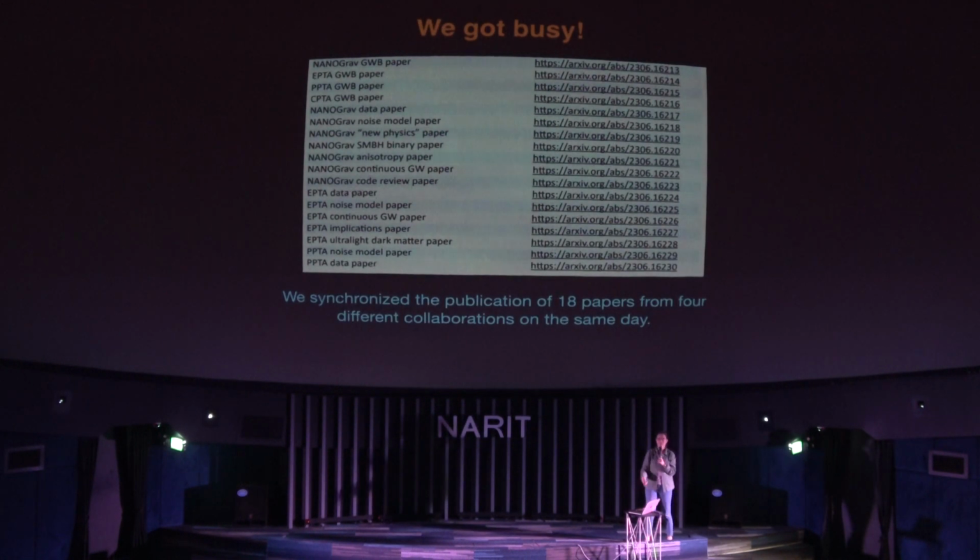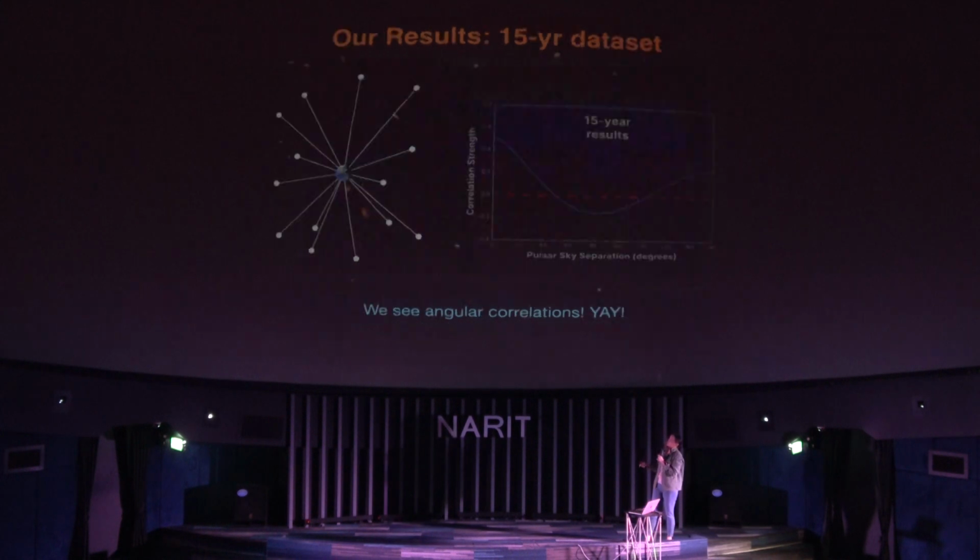And so what we did is we got together with our international colleagues, and we all said, this is very exciting. Let's organize ourselves and all look at our next data sets to see if we see these correlations in them. And this was really very exciting because we published 18 papers from all these different pulsar timing array collaborations, all on the same day, June 29th of this past year, all announcing the results of our most recent analyses. And this is what NANOGrav saw in our most recent results.